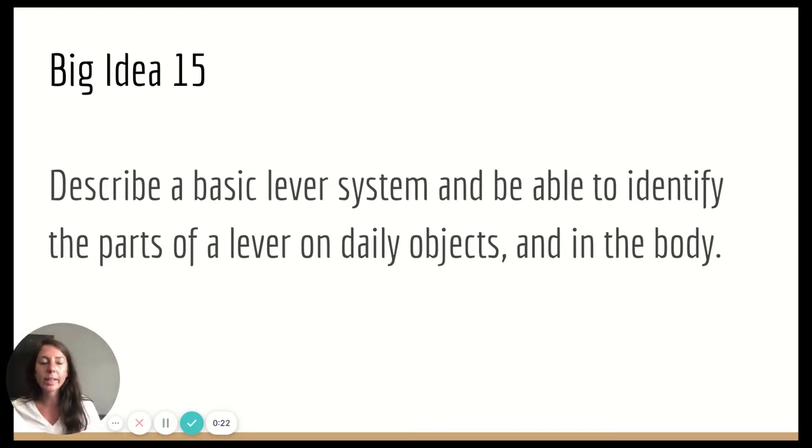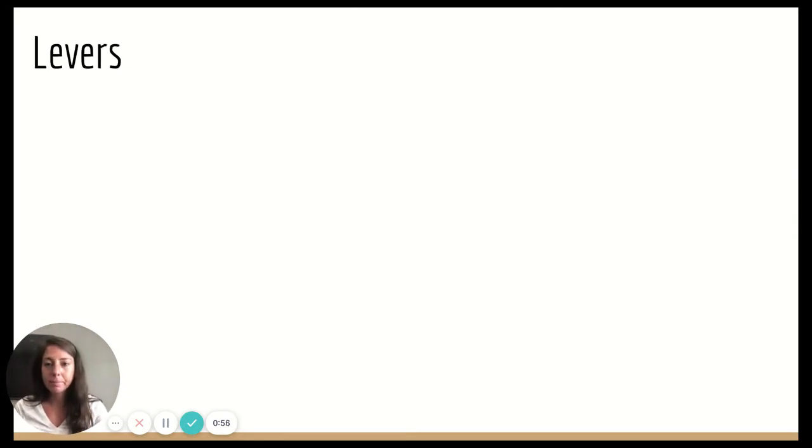We talked about joints and the parts of a joint, all those movements that can be formed because joints allow those movements, but joints don't work alone. Joints honestly don't move themselves, they just allow for movement. So we're going to look at the other parts of this lever system that our bones move upon to allow for all those ranges of motion that you learned about. And our goal, big idea number 15, you can write this down, is to be able to describe a basic lever system and be able to identify the parts of a lever, both on daily objects that you're already familiar with and in the body.